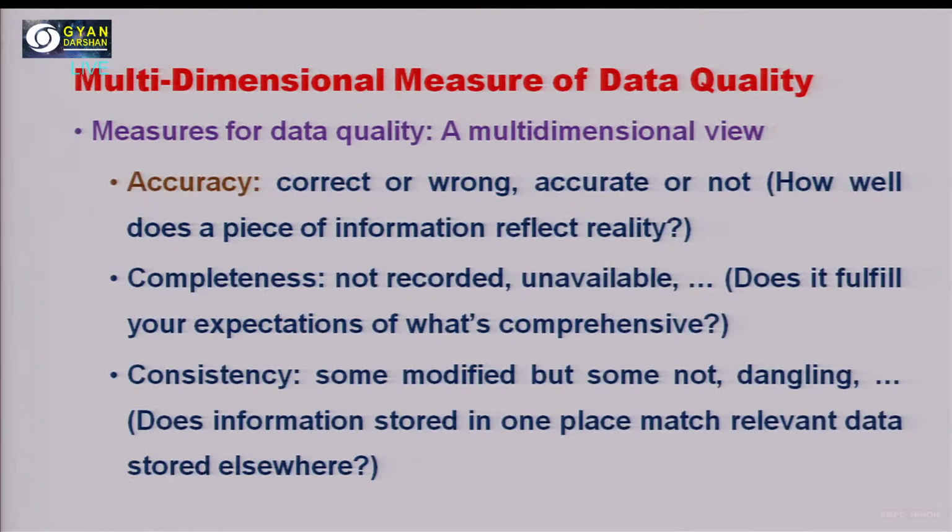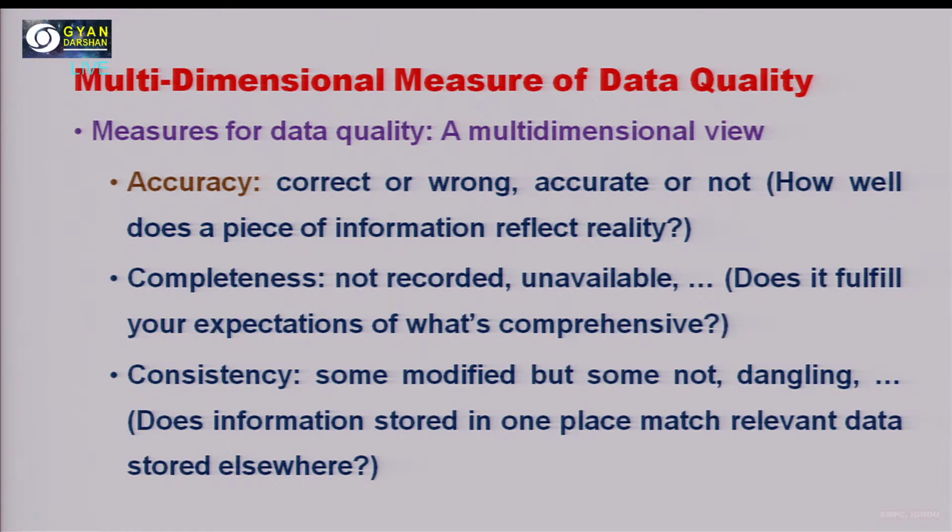How well does a piece of information reflect the realities? And when we talk about completeness, that means whether the data that is not recorded fulfills your expectation of what is comprehensive. And you have consistency. Some data are modified at one place but not modified at the other places. Does information stored in one place match the relevant data stored elsewhere? And that is a question you have to ask yourself.